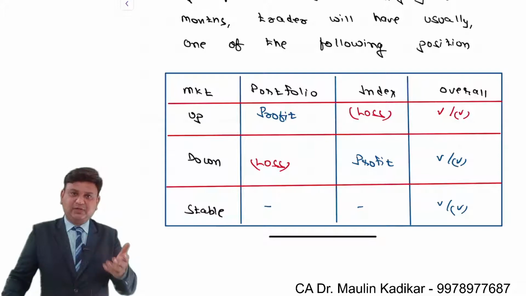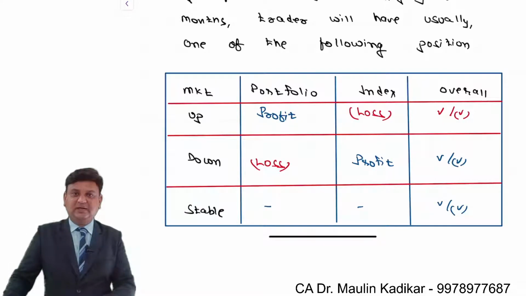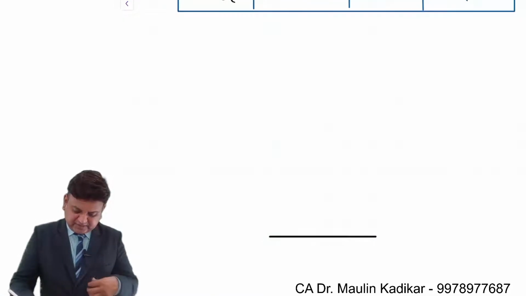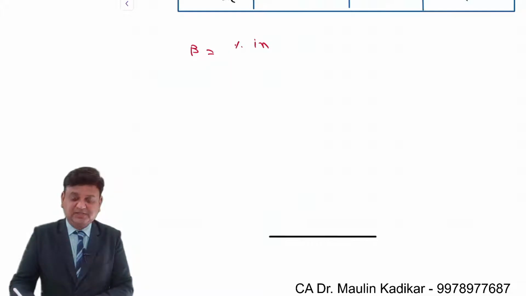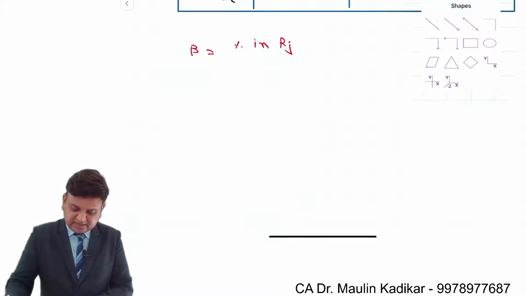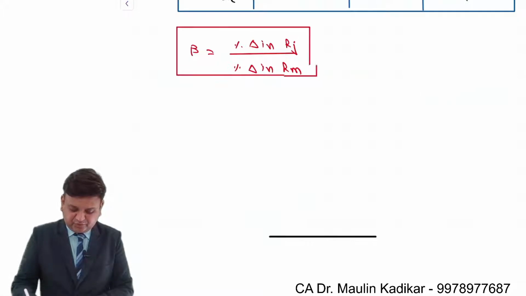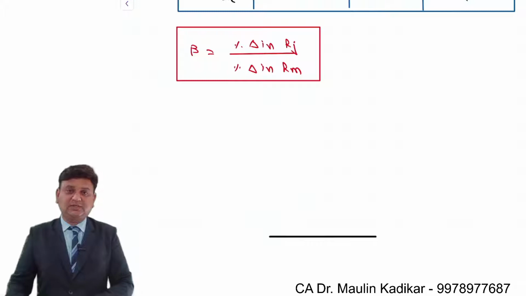Now friends, before I proceed further, there is one formula of portfolio management which I would like you to recall. Beta measures the percentage change in RJ, that is the return of my portfolio, for every 1% change in RM, that is the return on the market portfolio. That is what beta measures.